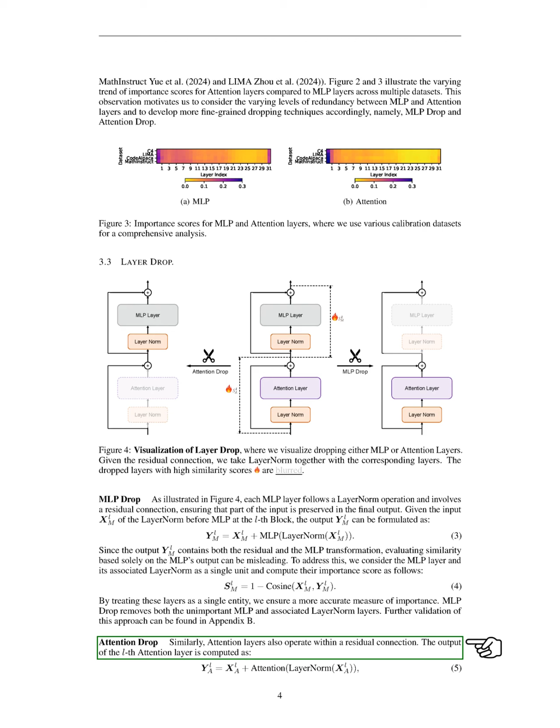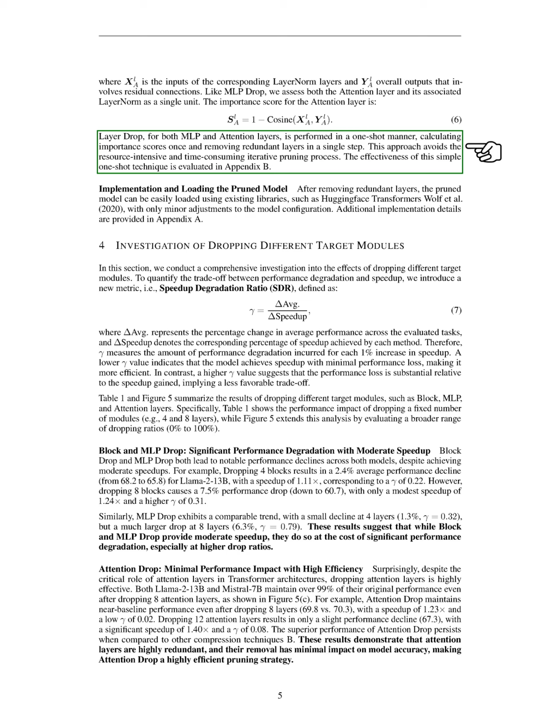Similarly, for attention drop, we also consider the attention layer and its layer norm as a single unit. We calculate the importance score for the attention layer in the same way. Both MLP and attention layer drops are executed in a single step, calculating importance scores once and removing redundant layers without the need for a lengthy iterative process. We evaluate the effectiveness of this straightforward one-shot technique in the appendix.